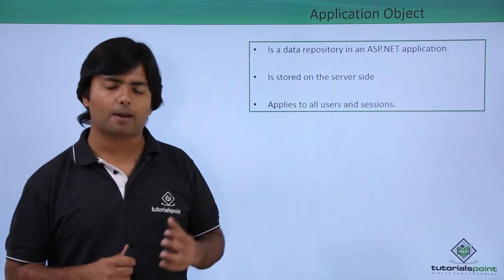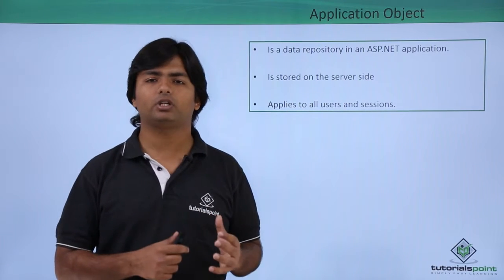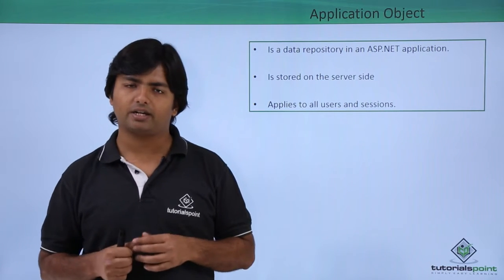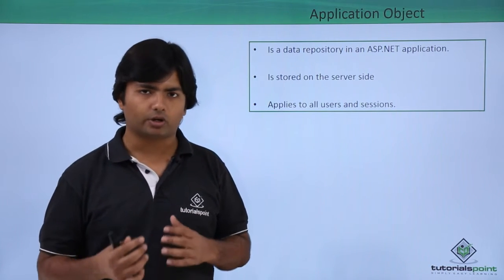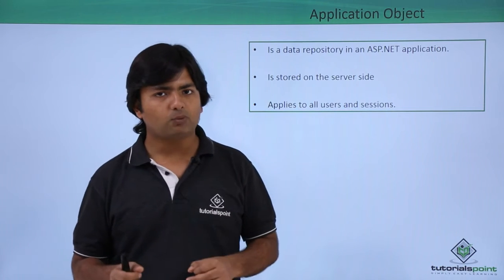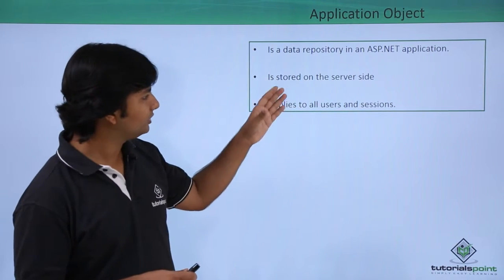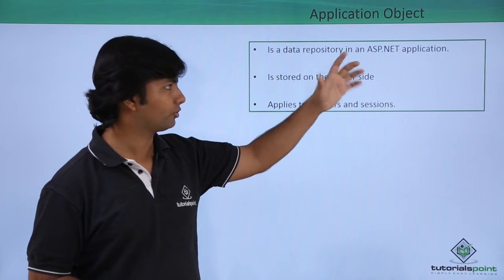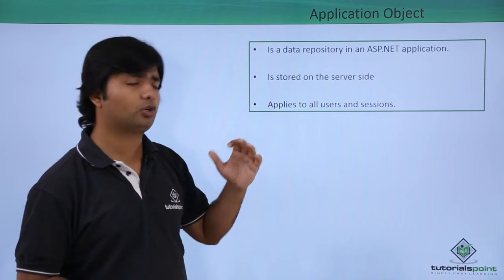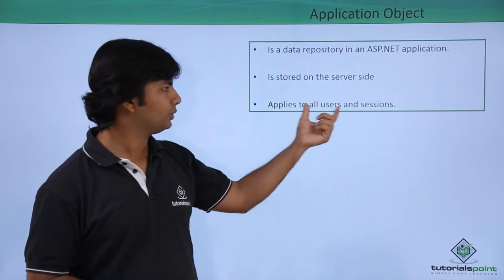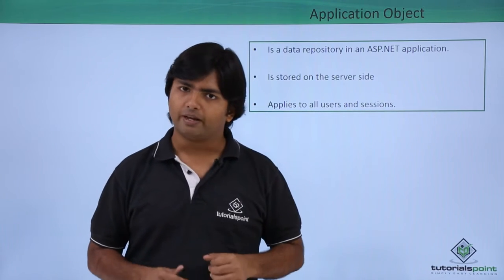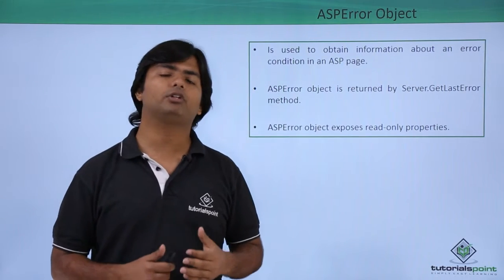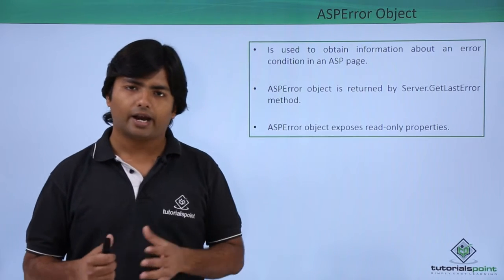Like the first one is the application object, which is used for providing data storage on the server side, and whatever data we store under the application object will be common for all the sessions and all the clients. So you can see it's a data repository for the ASP.NET application for storing the common data for all the users and sessions.